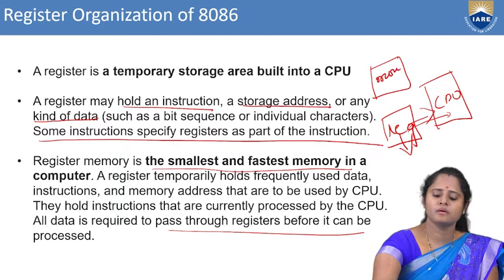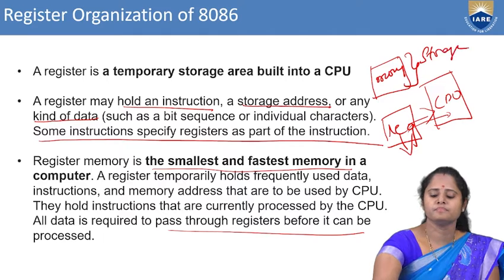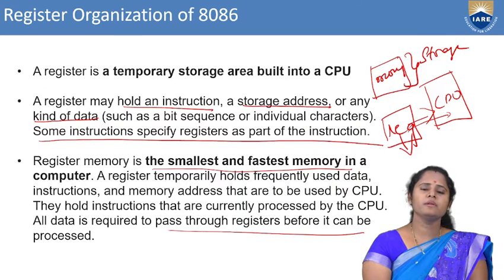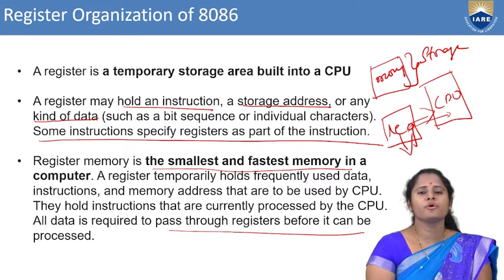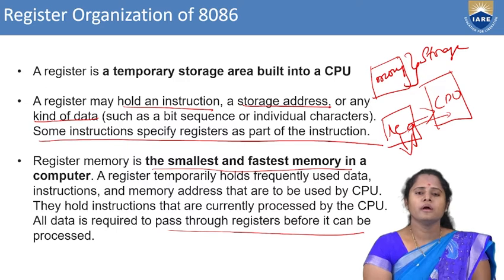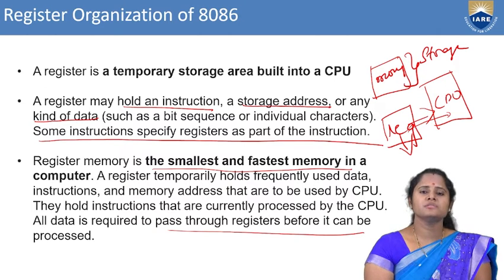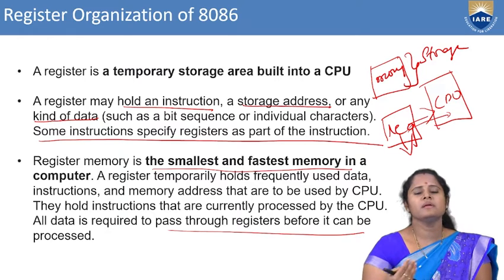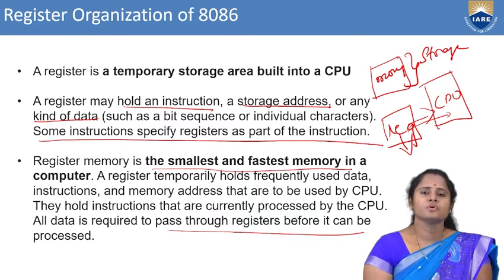Memory is a large amount of storage element, so memory takes more time to take out the data and send it to the central processing unit. The easy way is you can store the data into different registers, where it can be accessed very easily in less time. That is the use of the register.